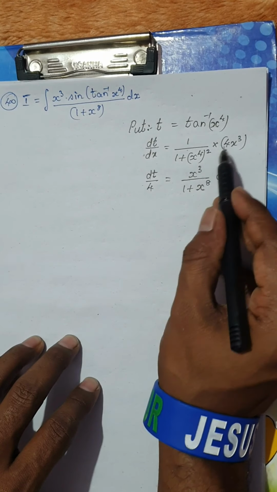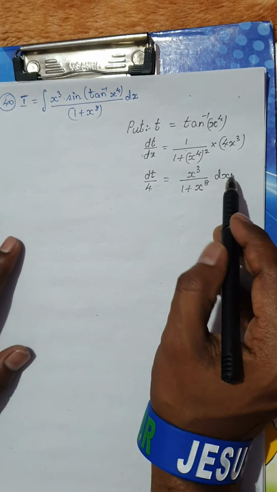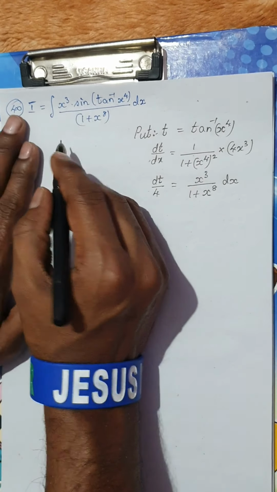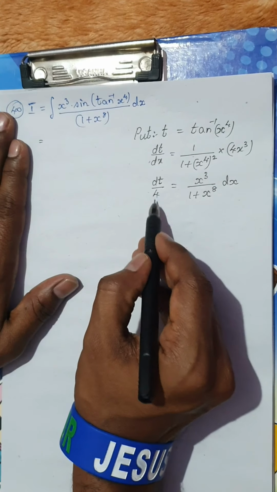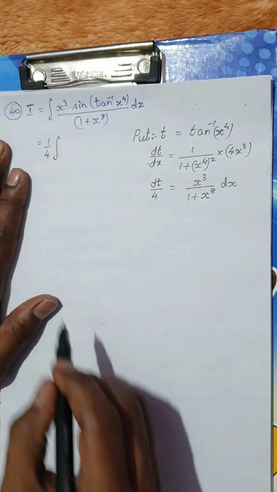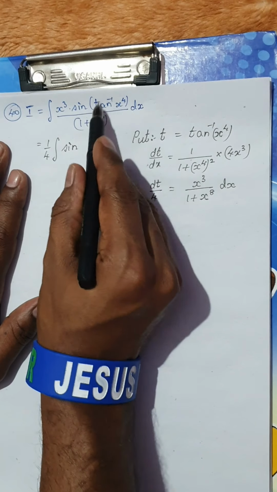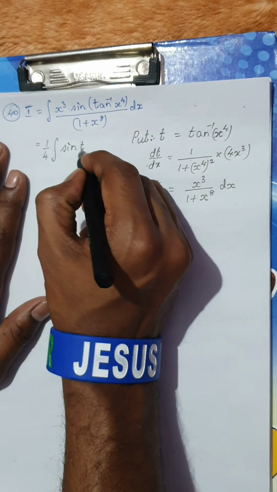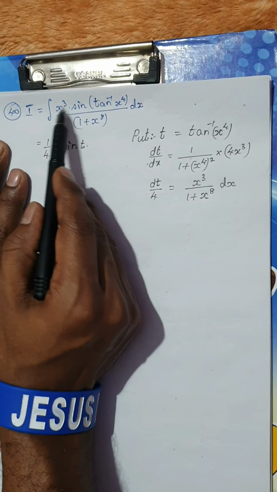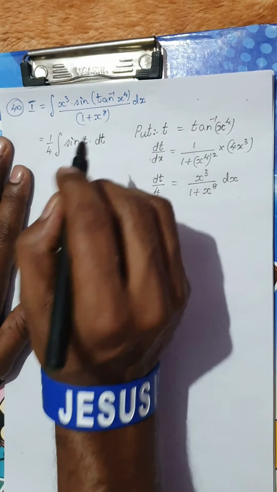This is the regular differentiation, shifting 4 to the denominator here, and I am taking dx to the right-hand side, and this is just the simplification part. Now see what happens to the integral. I have dt by 4 here, so I will keep 1 by 4 outside, integral of sine of tan inverse of x power 4, which is just t, and the entire remaining term, x cube dx divided by 1 plus x power 8, is simply dt.